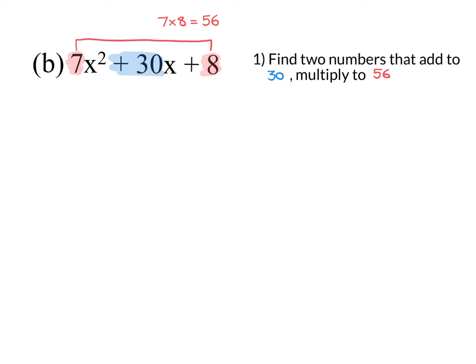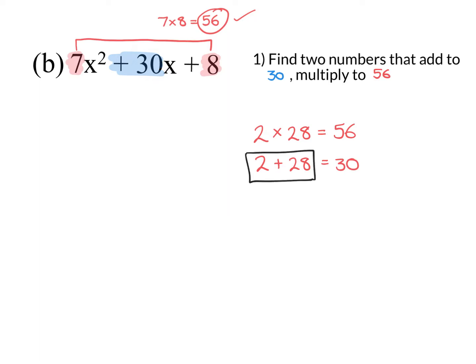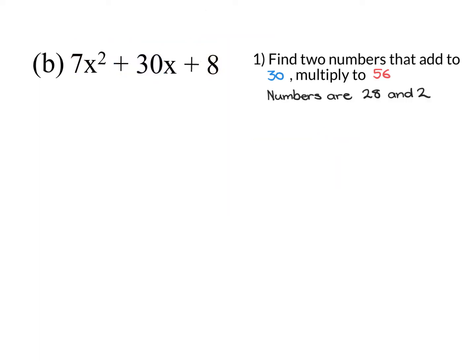So I always start off with finding two numbers that multiply to 56. So in this case, let's try, well, 7 times 8 won't work, but what about 2 times 28? Yep, 2 times 28 is 56, and then 2 plus 28 actually comes to 30, which is our middle term. So our numbers are 2 and 28. Okay, so let me just write that down here so I don't forget.